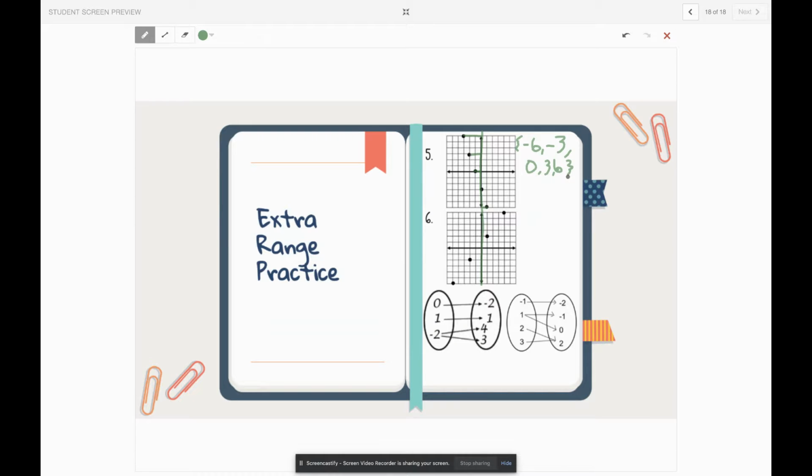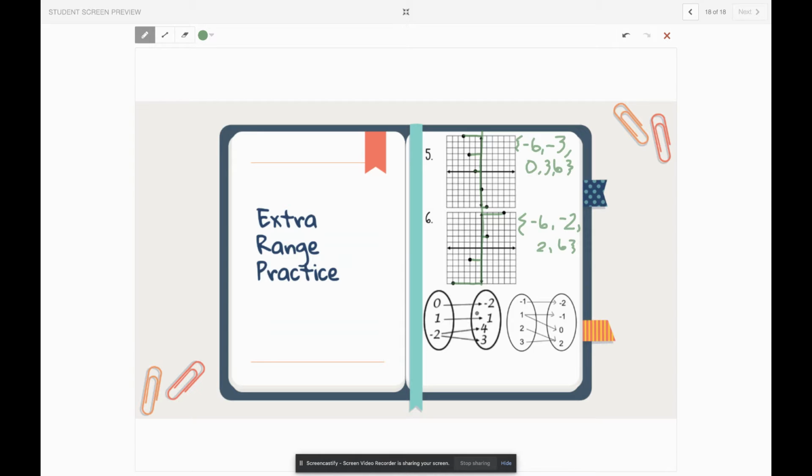If it helps you just to list them all out and then put them in order, that works. If it helps you to write it as a bunch of different sets of coordinates and look at the coordinates, do that. If it helps you to put it in a table, do that. Whatever is going to help you get the right answer there. Here I've got negative 6, negative 2, positive 2, and positive 6.